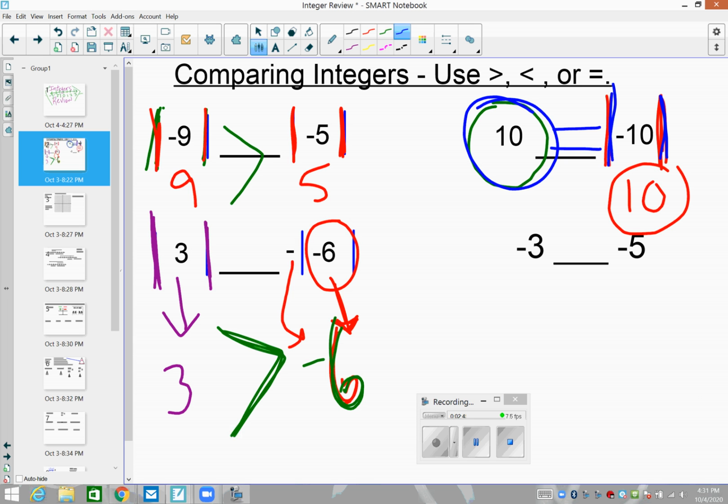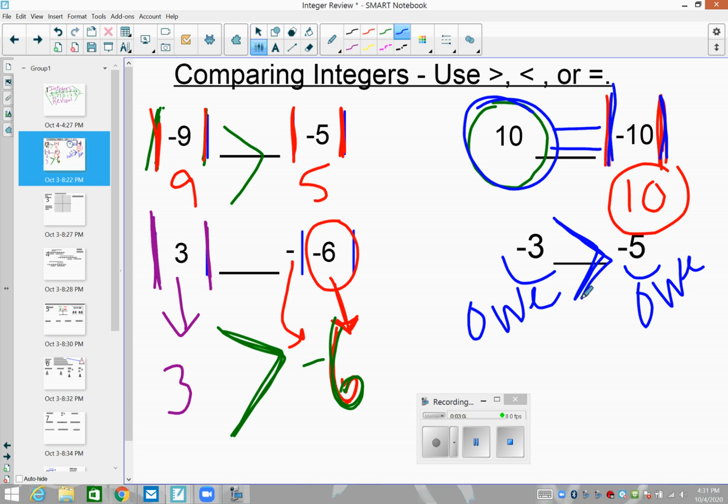Next problem here. No absolute value bars at all. So we're just asking which one is closest to 0. And you could think of this as if you owe $3 and you owe $5. Which one's better? Which one's closest to 0? We would say greater than. All right, so that was our very first unit on what we call comparing integers.